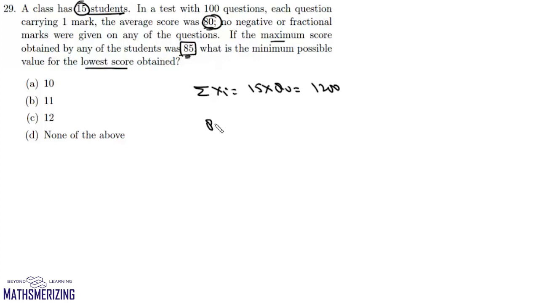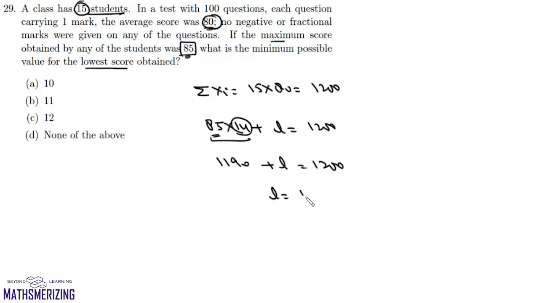So we'll get 85 into 14 plus this lowest score L, and that equals 1200. Now 85 into 14 is 1190, which is less than 1200. So it is possible for all the remaining 14 students to get this highest possible marks, 85. In that case, the lowest score possible is 10, and that's your option A.